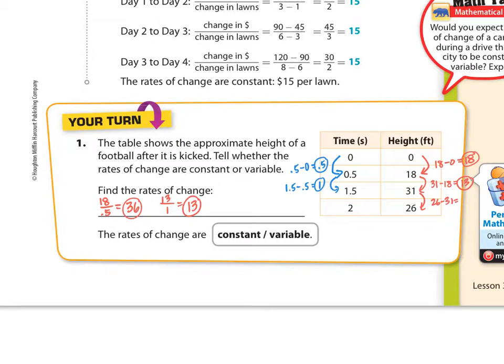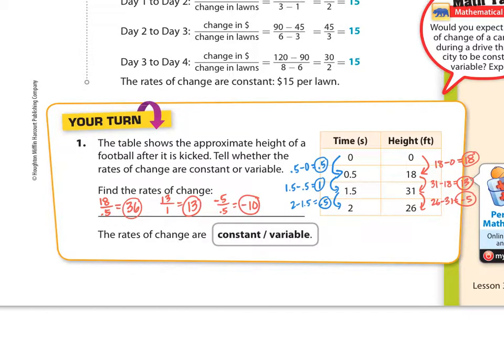And lastly, 31 to 26, if I take 26 minus 31. What's weird here is that I actually get a negative number, because it goes down instead of going up. And then from 1.5 seconds to 2 seconds, if I take 2 minus 1.5, that's a change of 0.5. Negative 5 is my change in height, divided by 0.5 as my change in time. I do get a negative number here, it's a negative 10.